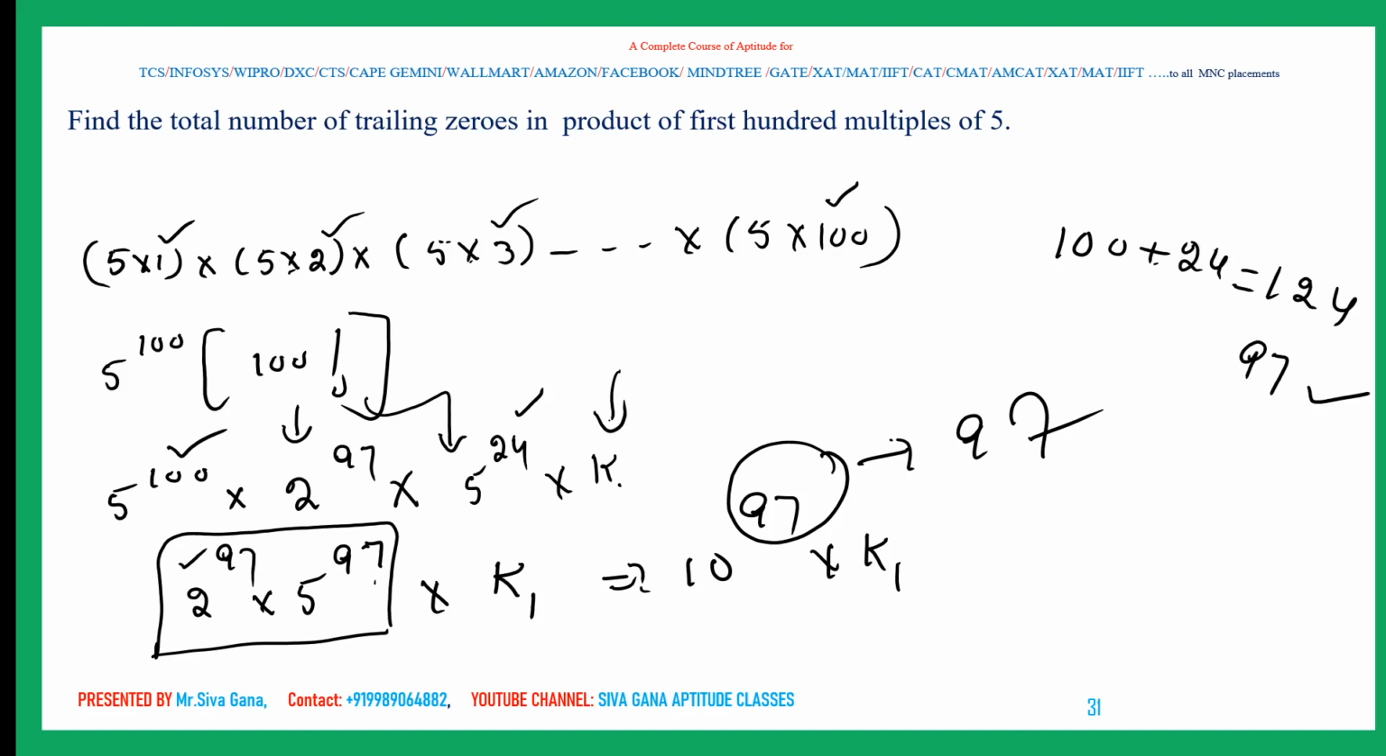2 into 5, 1 trailing zero. 2 into 5, another trailing zero. Like that we can make 97 trailing zeros. For making 98 trailing zeros, we don't have 2s. 5s are available, but 2s are not available. That is the reason why.